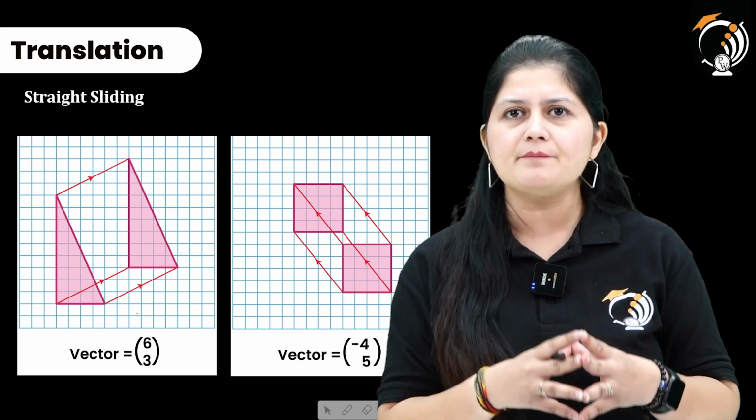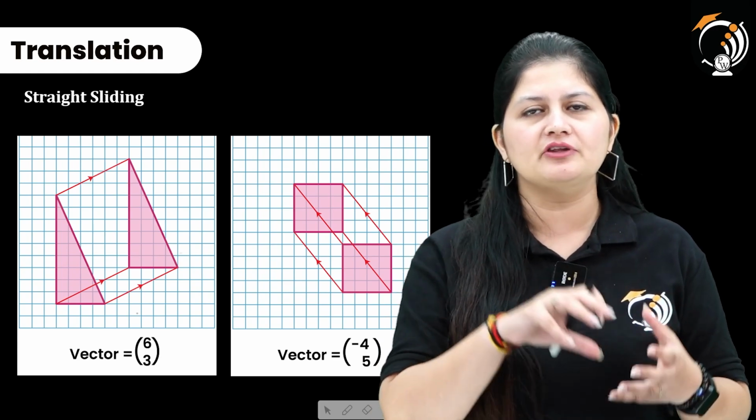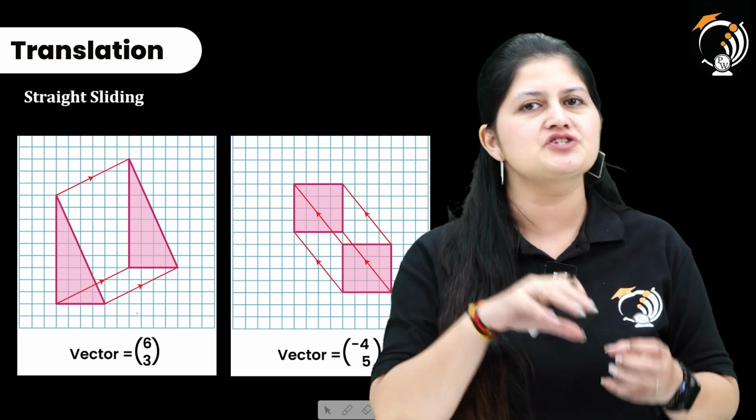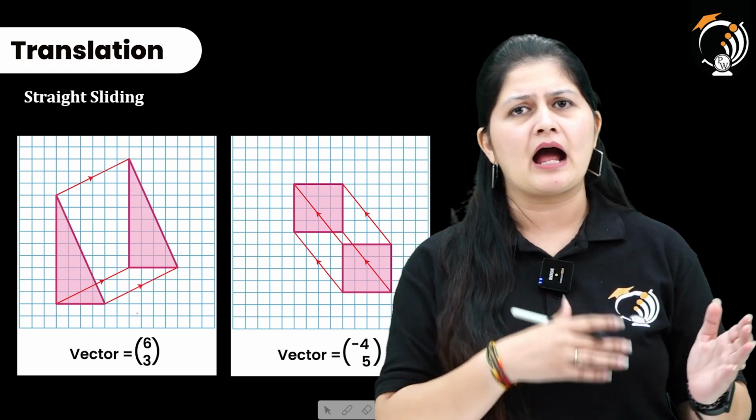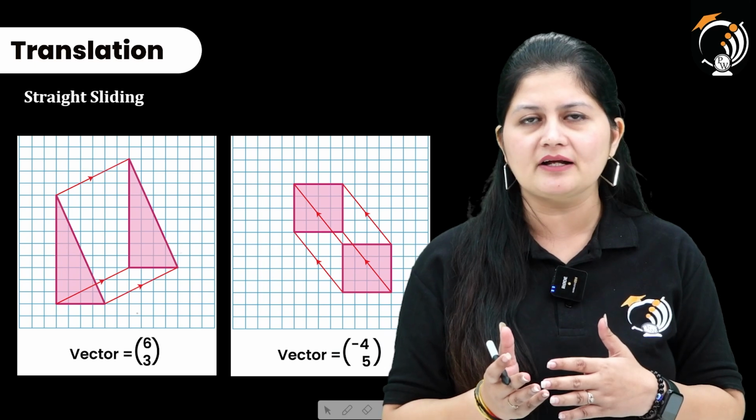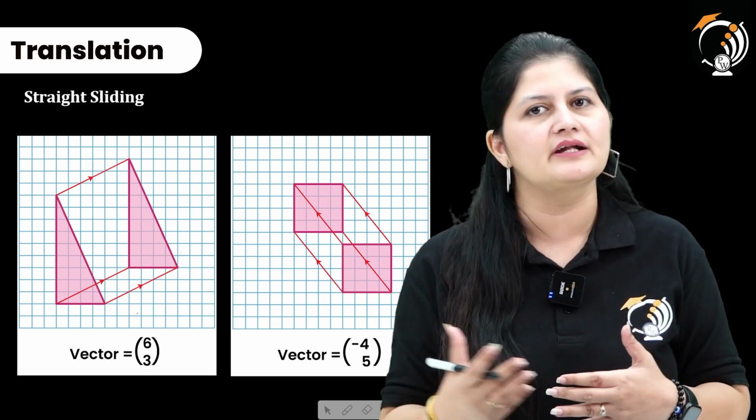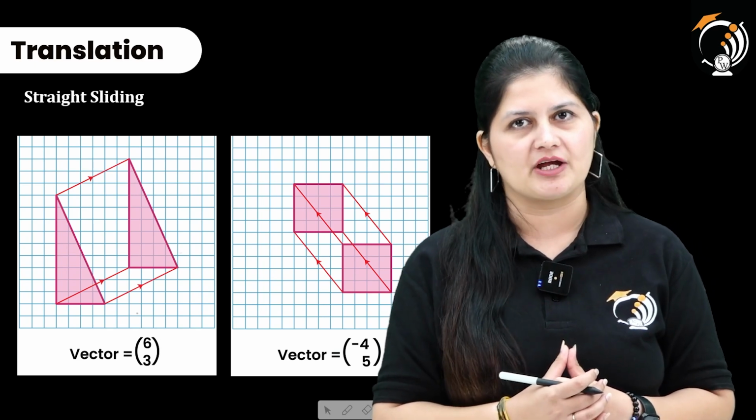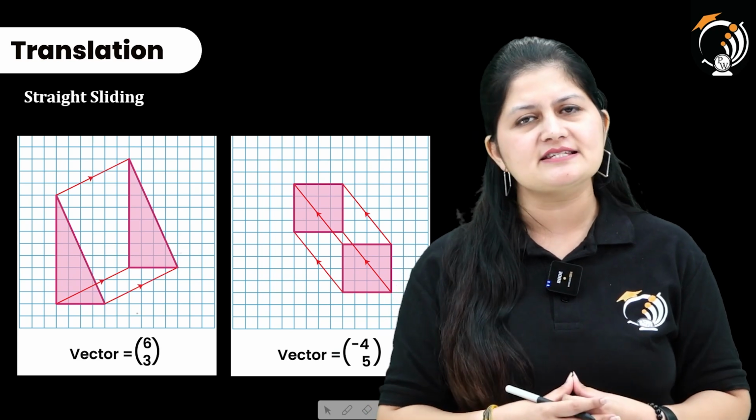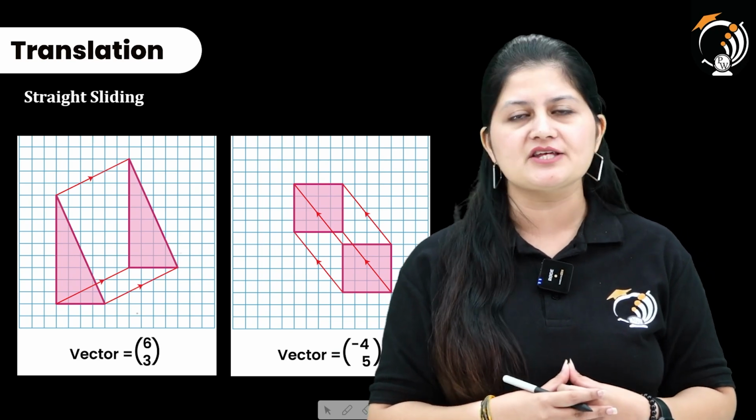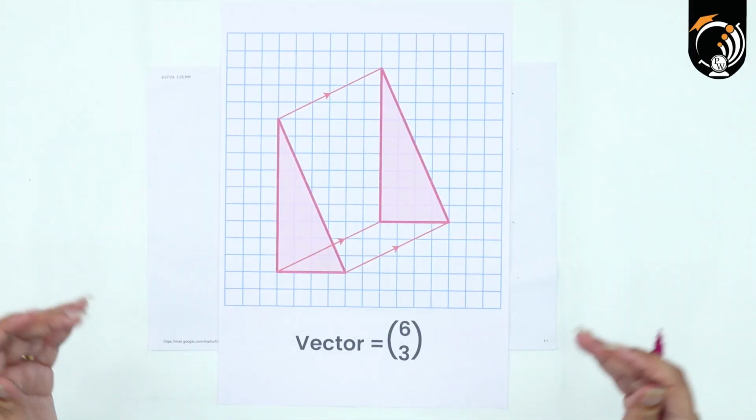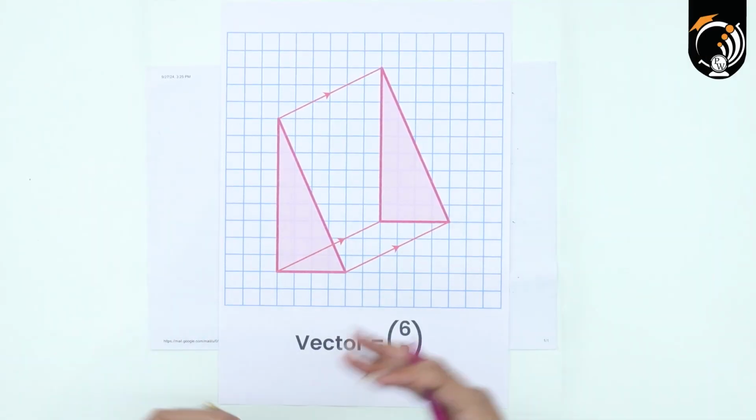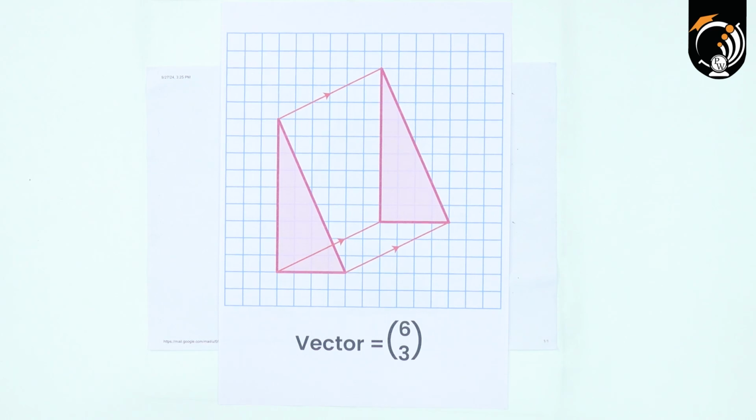It is going to be simply that we shift the particular shape from one place to another place. And then we will understand by how many x units or how many y units we are shifting that particular shape. So let's try to understand the straight sliding, which we call translation, with the help of these two examples. As I said, it is straight sliding, so let's see how this sliding happens here.